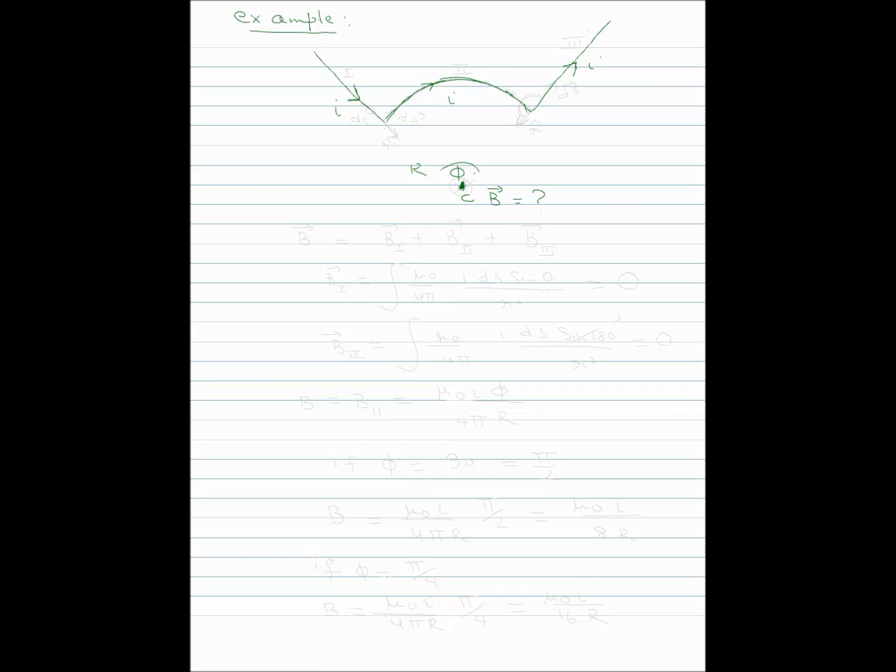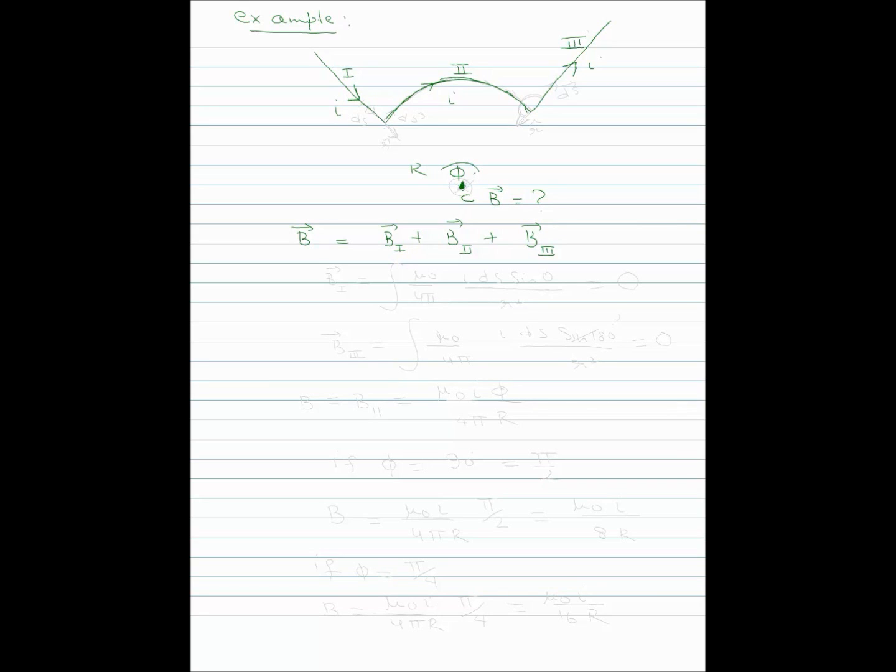So what are those three contributions? Well, we can call the contribution of this straight part contribution 1. This circular arc will give us contribution 2, and this straight part will again give us contribution 3. So the total B will be B due to part 1, plus B at this point C due to part 2, plus B at this point due to part 3.